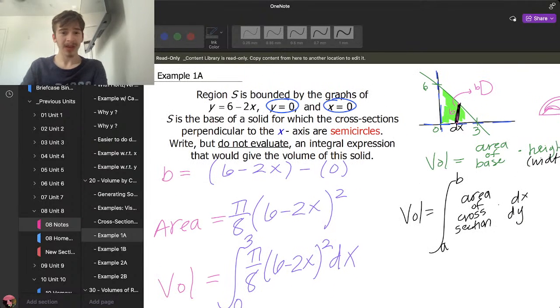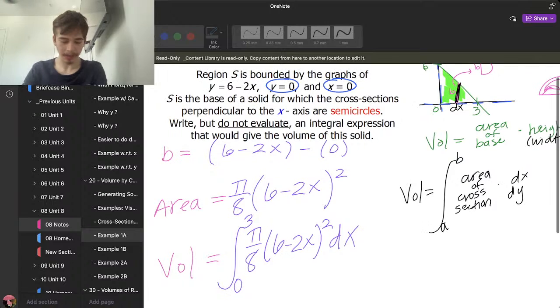How does it apply? S is the base of a solid with cross sections perpendicular to the x-axis, so it's like vertical. Semicircles, so we use pi over 8 times b squared. Do not evaluate. I like the BAV format.